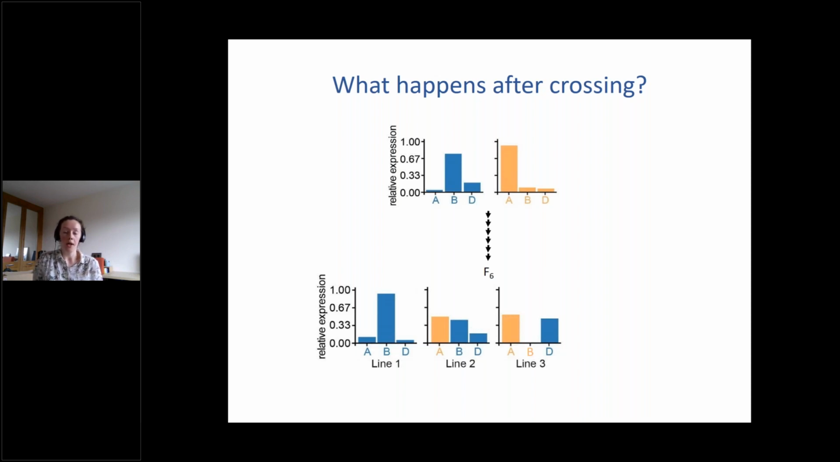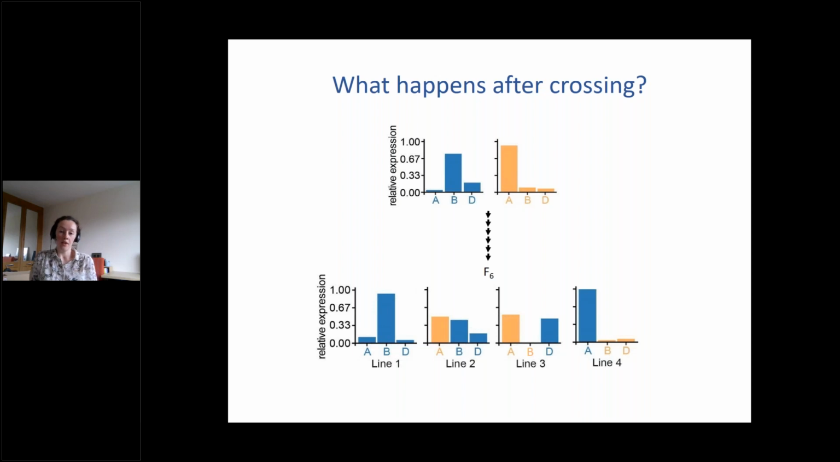So for example, in line 2, the A homolog has a reasonably high expression level. It's inherited the orange allele from the orange parent, and that's explained by what the orange parent's expression pattern looks like. And the B and the D homologs in line 2 are both inherited from the blue parent, and again, they follow a similar expression pattern to the blue parent. And the same is true for line 3.